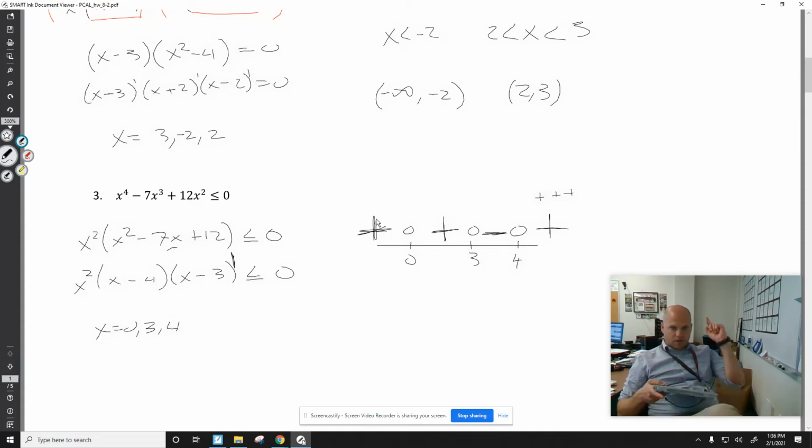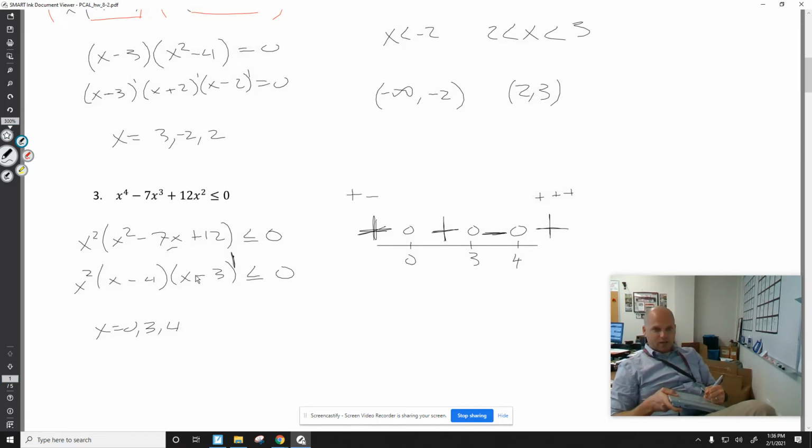One way to do it. Another way to do it, use a test point. Let's plug in negative 1. A negative value squared is a positive. Negative minus 4, that's a negative. Negative minus 3, that's a negative. Positive, negative, negative, positive. Plug in something like 2. Positive, negative, negative. Again, it's positive, negative, negative. Plugging in something like 3.5. Positive, negative, positive. That's a negative. Okay? One way.